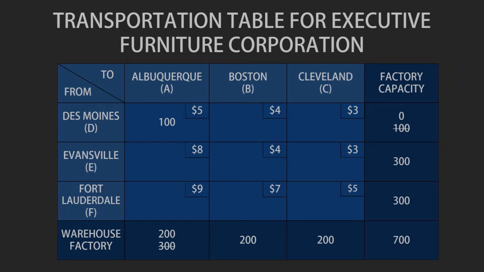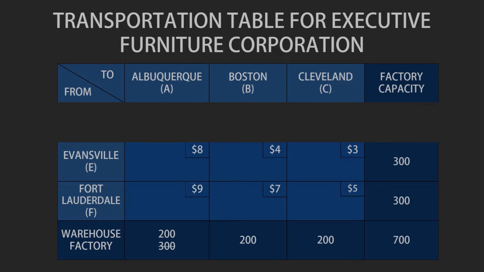Beginning at the upper left-hand corner, we assign 100 units from Des Moines to Albuquerque. This exhausts the capacity or supply at the Des Moines factory, but it still leaves the warehouse at Albuquerque 200 desks short. Move down to the second row in the same column. Assign 200 units from Evansville to Albuquerque. This meets Albuquerque's demand for a total of 300 desks.